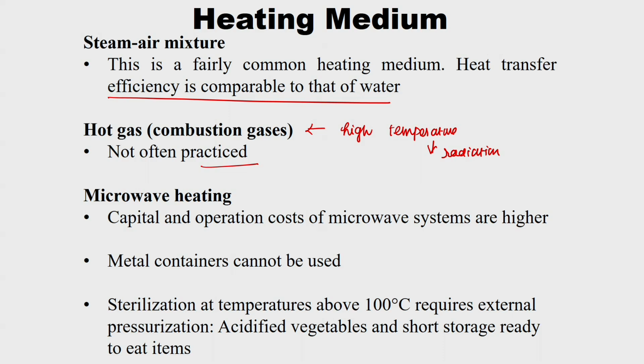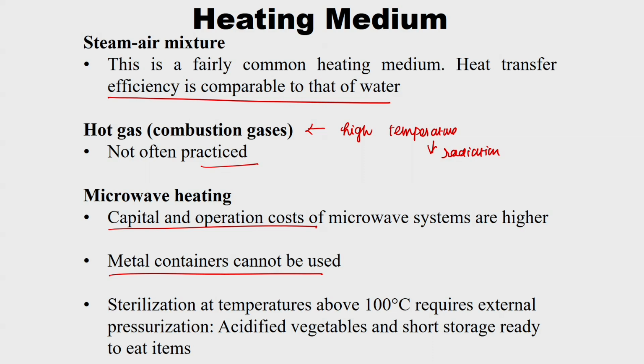Another developing technology is microwave heating. The moment you go for microwave heating, the problem is the capital and operation costs of the microwave system, and also you cannot use normal packaging material, because metal containers cannot be used. That is where most of the canning process is done, using metal containers. So, that is one of the issues. And another problem is, if you go for sterilization temperature, which is normally 121 degrees centigrade, then maintaining the external pressurization would be a problem in microwave heating.